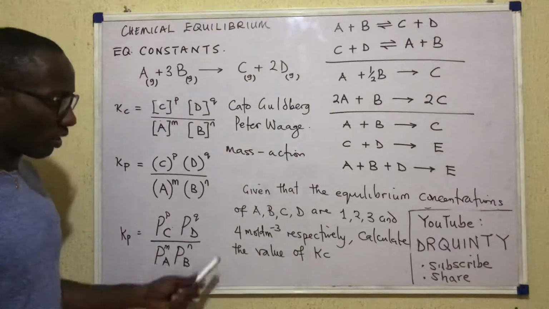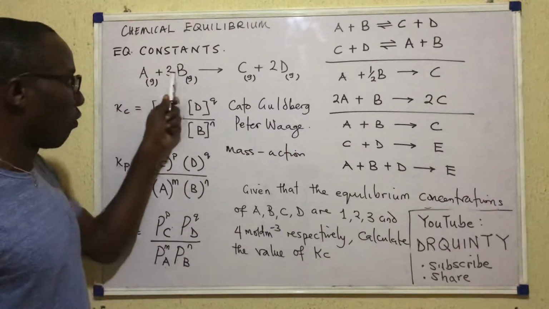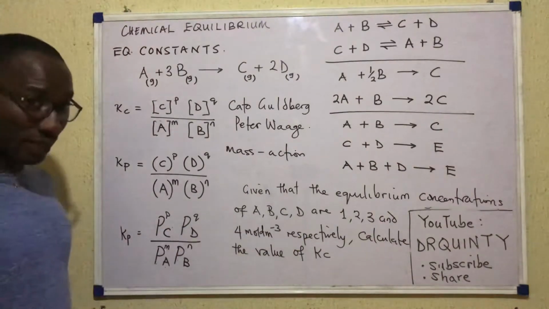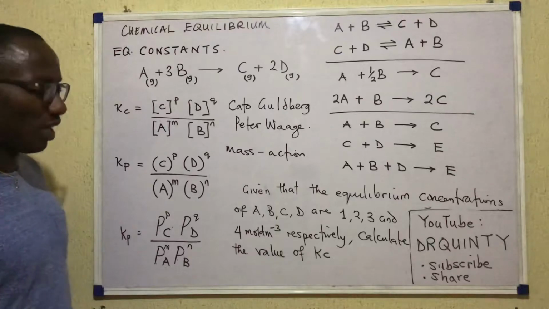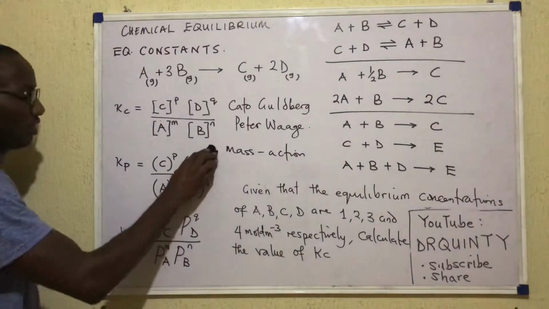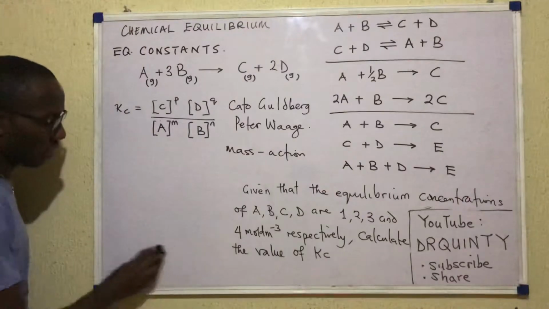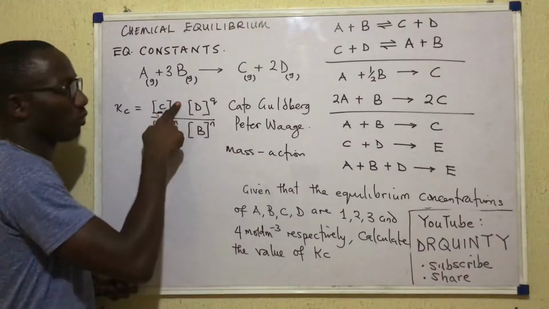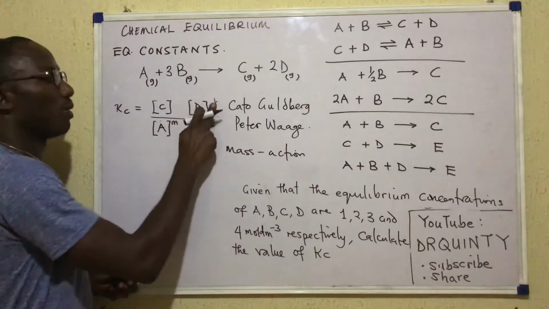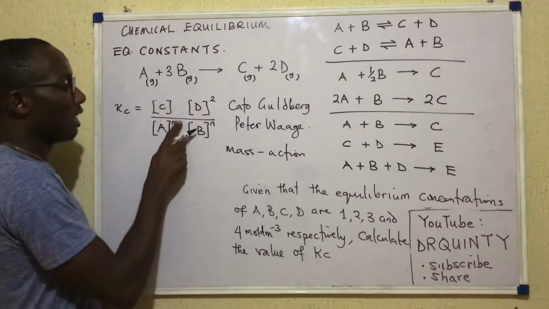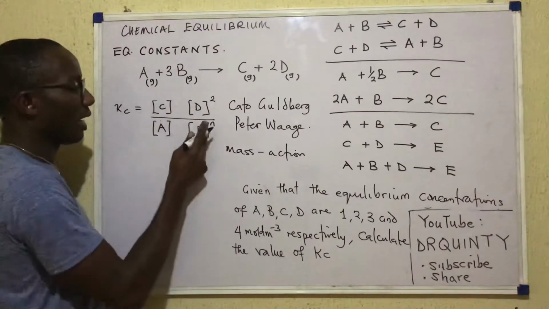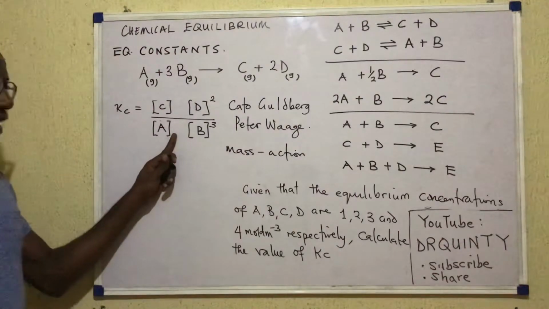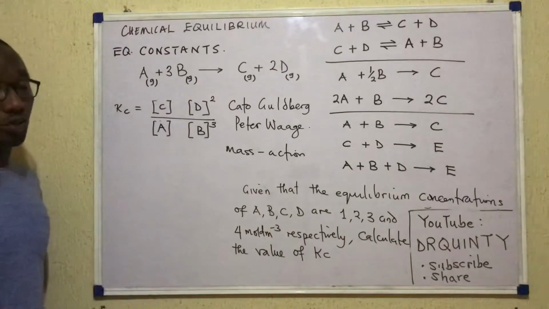So here's the question. It says, given that the equilibrium concentrations of A, B, C, D are 1, 2, 3, and 4 moles per dm cube respectively, calculate the value of Kc. That will be a very easy question in that to calculate Kc, I'll use this expression. Just that in place of P now, I'm going to put 1. In place of Q, I have 2. In place of M, I have 1. And in place of N, I have 3. So this becomes the new Kc expression since I have introduced coefficients.